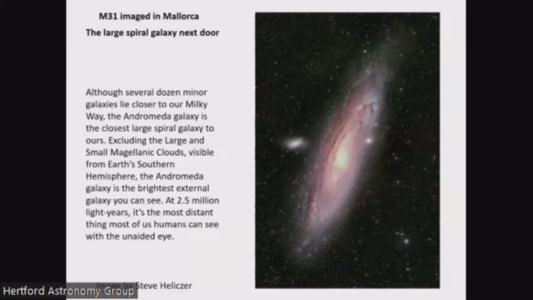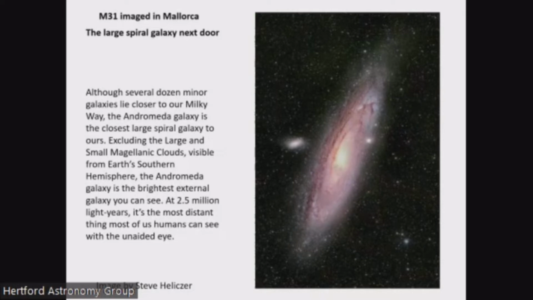Another one by Steve. This is always a popular one. He took this when he was in Mallorca. It's our sister galaxy, spiral galaxy M31, or Andromeda galaxy, sometimes known as. So I'll put a little bit of a blurb there. Although several dozen minor galaxies lie closer to our Milky Way, Andromeda galaxy is the closest large spiral galaxy.